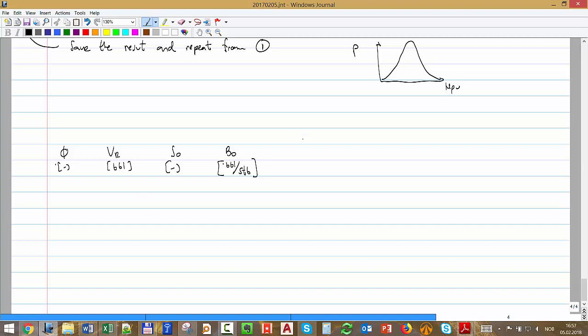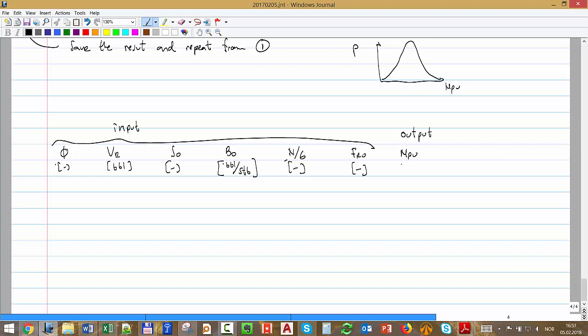Then we have, what else? Net to gross. That also is a ratio, doesn't have any units. The recovery factor also doesn't have any units. And all of this is the input. And here, in a single cell, we have the output, which is NPU, and that is in standard barrels.